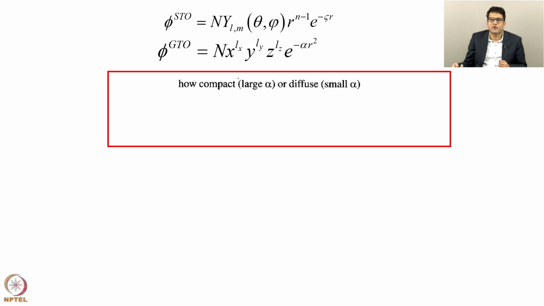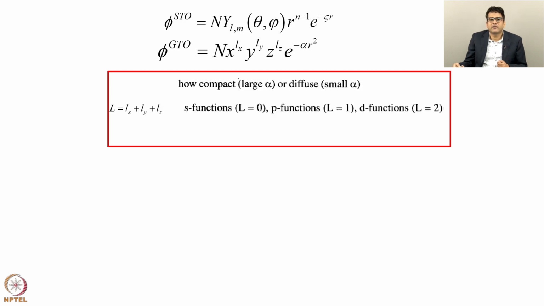That means it will need functions with more than one value of zeta. If I say double, that means it should have functions with 2 values of zeta. With triple, it should have 3 values of zeta. And these alphas are also called exponents. We will see what the differences are. The larger the value of alpha, the more compact the orbital is, whereas, because it is exponential minus, the smaller the value of alpha, the more diffuse the orbital will be.